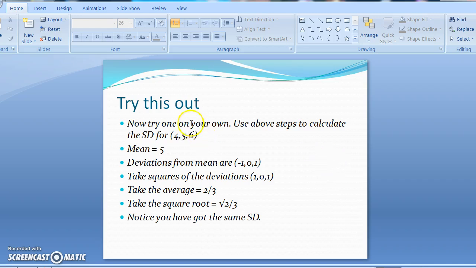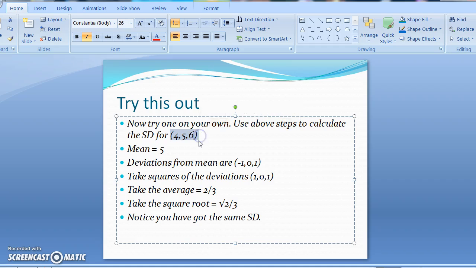Try this on your own and use the above steps to calculate the SD for 4, 5, 6. Go ahead. So first find the mean. 6 plus 4, 10, 10 plus 5, 15, 15 by 3, 5. So mean is 5. What are the deviations from the mean? 6 is 1 away, so 1. 5 is 0 away, so 0. And 4 is minus 1, so minus 1. Same deviations. We'll go ahead and calculate, but at this point itself, I think you can say that the SD will be the same, right?